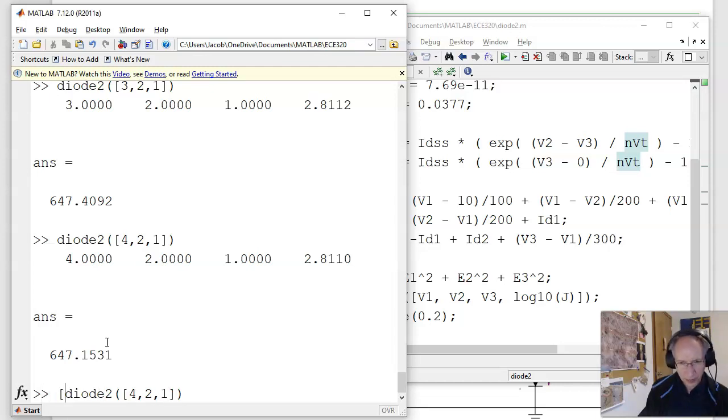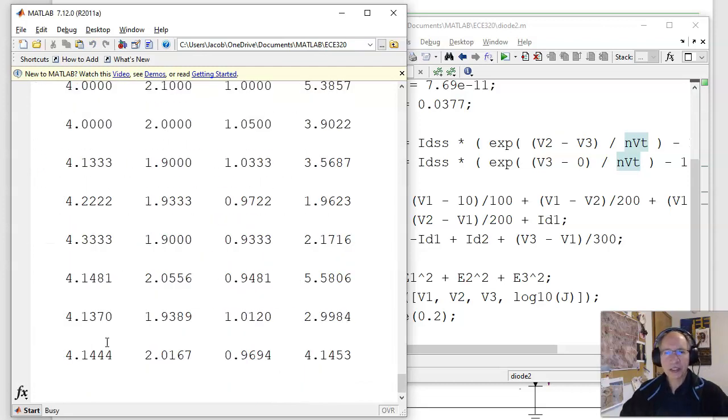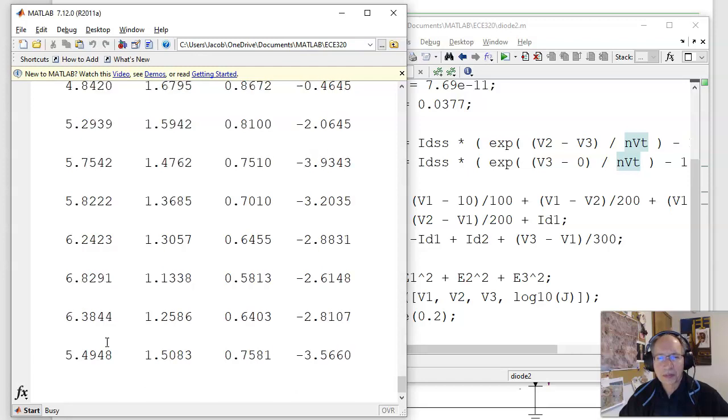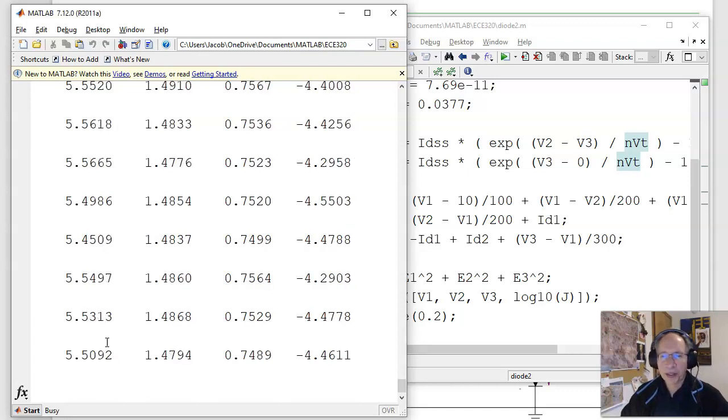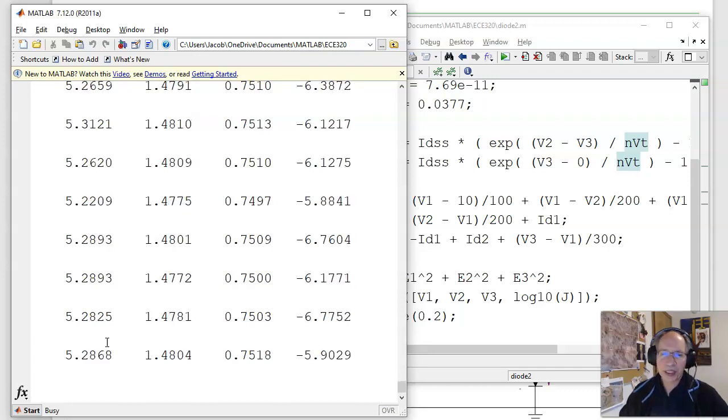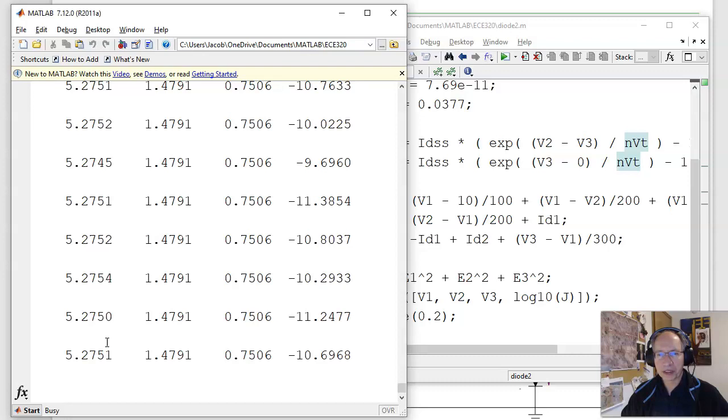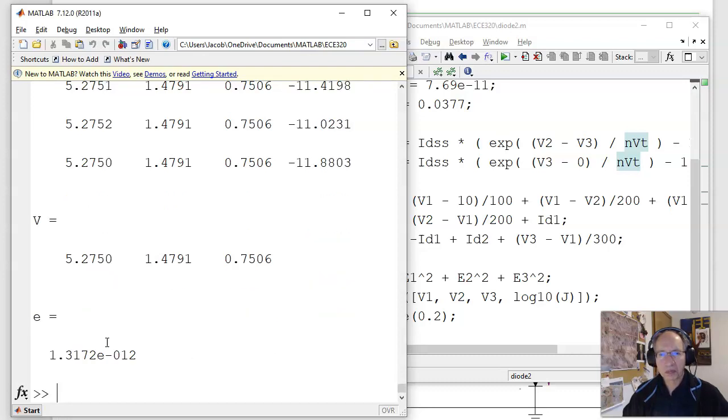Or let fminsearch guess for you. So this will be VE equals fminsearch. I want to minimize the function Diode2. And here's my initial guess. And you can see it's going to guess again, guess again. The third column is the log base 10 of the error. The more negative, the better. So it's trying. It's a little bit slow. My displaying the answers and that pause really slows it down. But it's kind of fun to see what's happening. I'm now at 10 to the minus 10. That's actually really good. 10 to the minus 11. There's your answer. 5.27 volts, 1.47, .75.